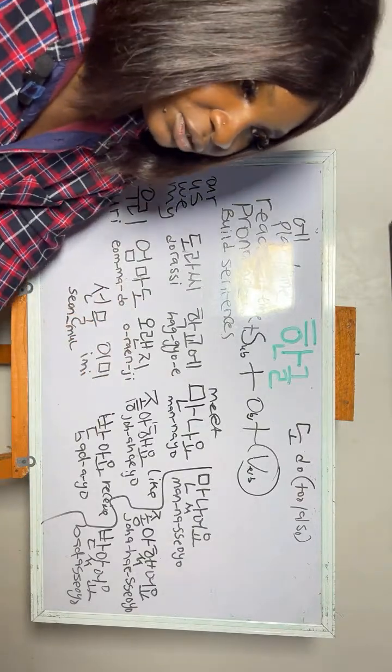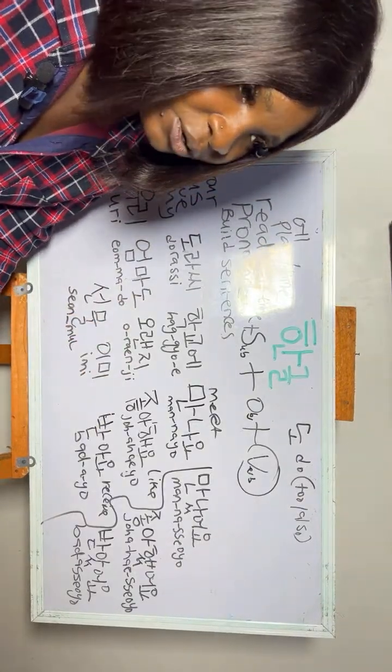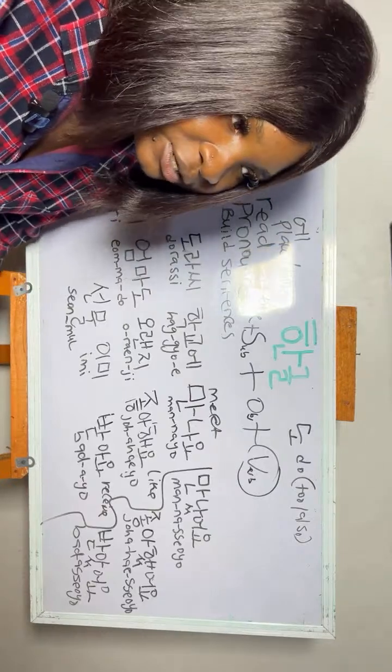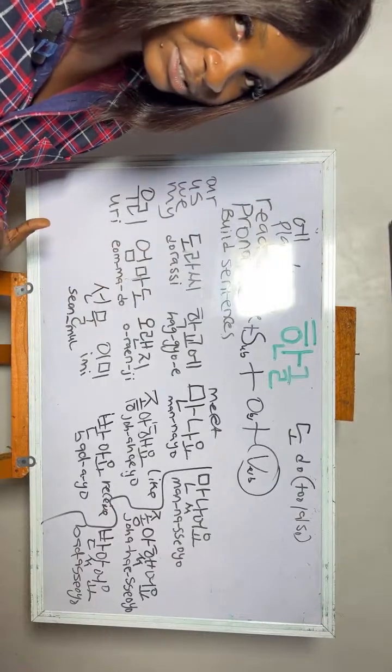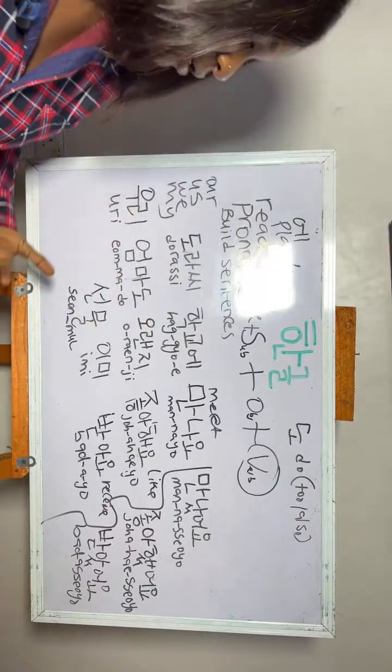Let's say you're talking with Zainab, for example, and Zainab is like, oh, my mom likes oranges. And then you tell her, oh, 우리 엄마도 오렌지 좋아해요. Oh, my mom also likes oranges. My mom too likes oranges.